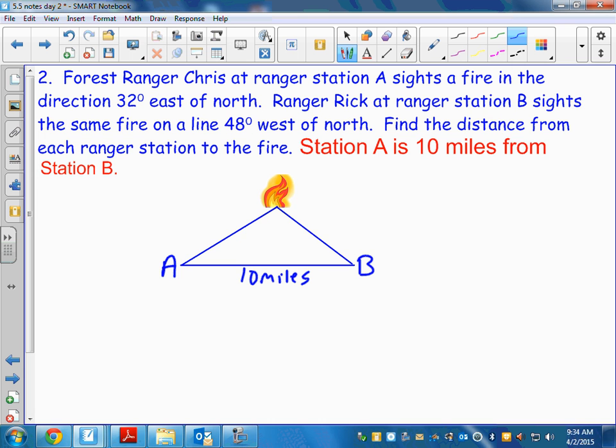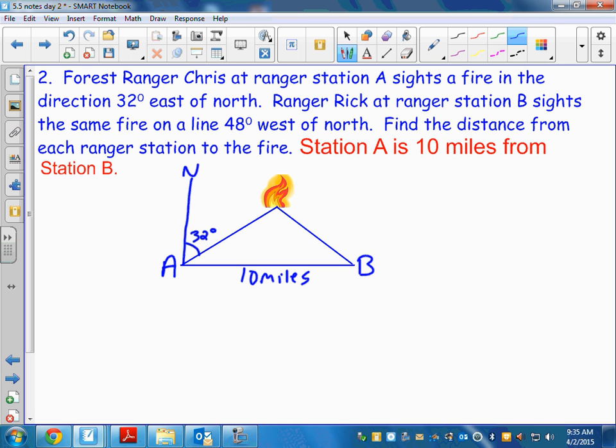In terms of directions, you have to make sure that you think about what that means. They sight the fire 32 degrees east of north. Ranger Station A, that means I could say this way would be north, yes? If it's east of north, which way would east of north be? Over here or over here? That way. Northeast. So 32 degrees east of north, really important to point out here that that 32 degrees is right here. 32 degrees, not in there.